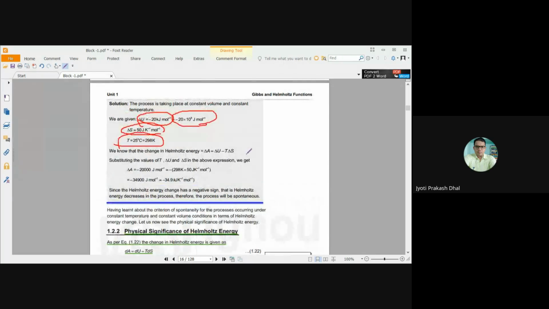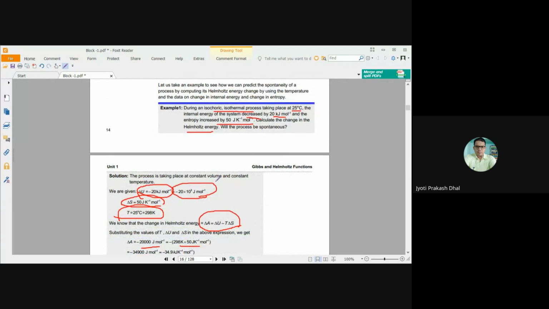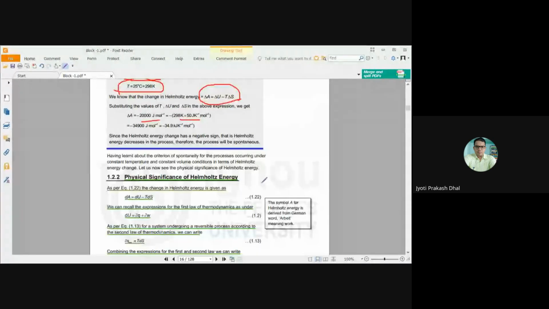And the question is like that, we have to find out the value of del A, and again we know that del A equal to del U minus T del S. Just putting all the values, we can calculate the value of change in Helmholtz energy. So that is del A.